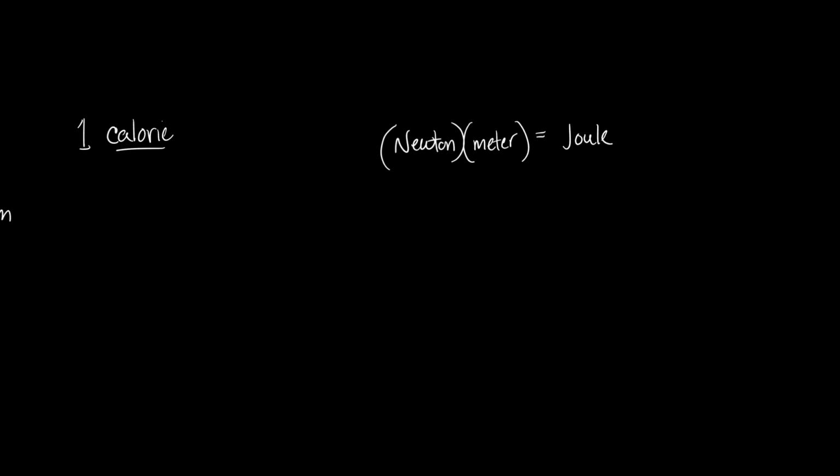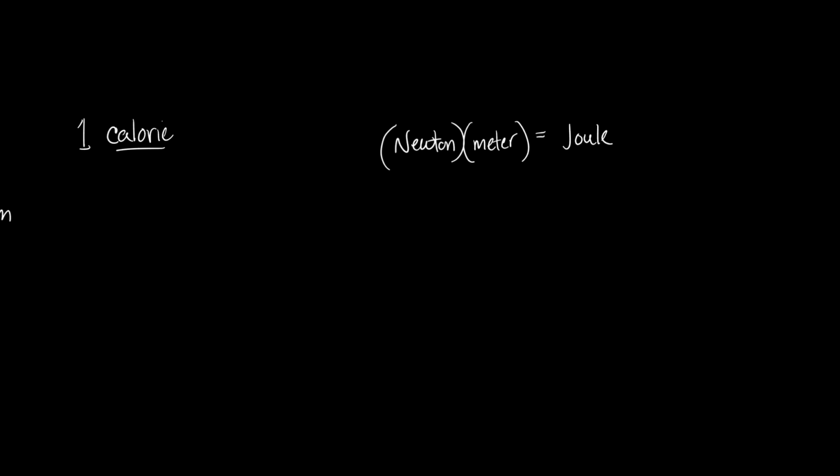Not that it's 4.19 joules. What's the definition? Like, where does it come from? I mean, I'm telling you right now, a joule is 1 Newton that moves an object a meter. That's a joule. What is a calorie? And I know you want to say 4.19 joules. That's not what I want you to say.